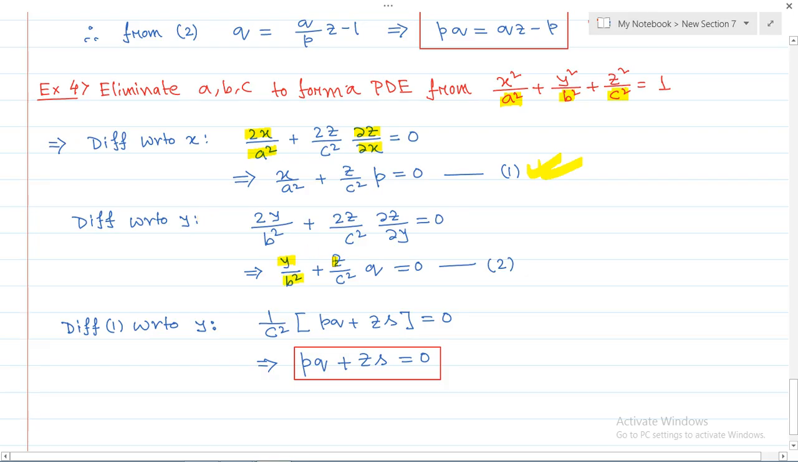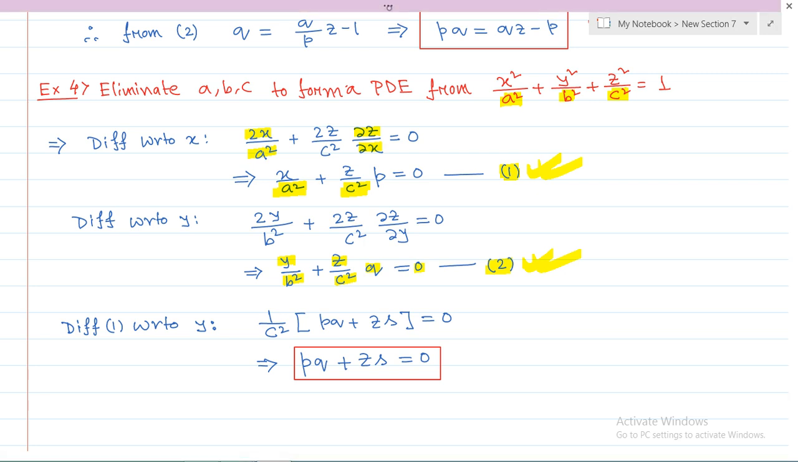We have y upon b square plus z by c square into q equals 0. That is expression 2. Now just see equation 1 and equation 2. After taking the first order partial derivative, only one arbitrary constant is getting eliminated from the given expression. In the given expression, we have a, b, c, 3 arbitrary constants. But after the first partial derivative, in equation 1 or in equation 2, we still have 2 constants, right? So we have to proceed further. That means we have to go for a higher order derivative.